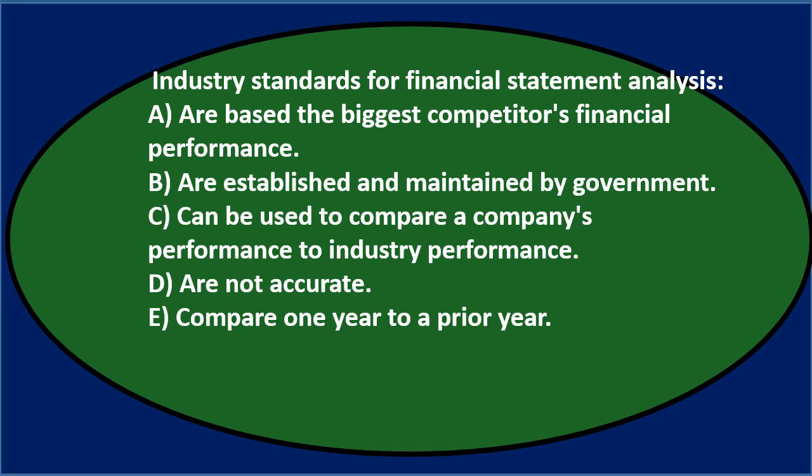Next question. Industry standards for financial statement analysis either A, are based on the biggest competitor's financial performance, B, are established and maintained by government, C, can be used to compare a company's performance to industry performance, D, are not accurate, E, compare 1 year to a prior year. Let's go through this again using the process of elimination.